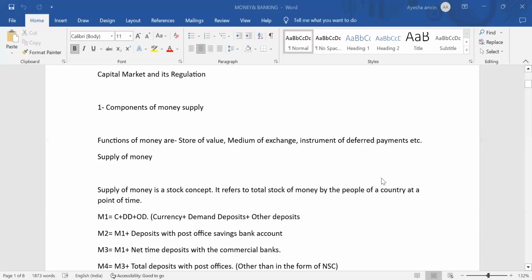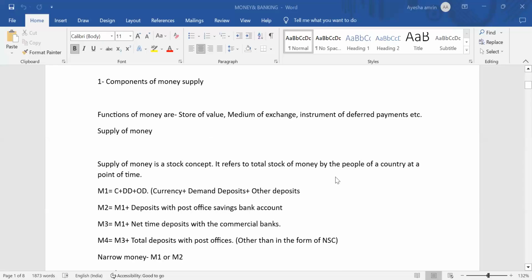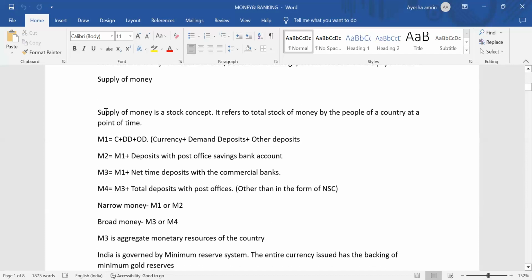Yes, you got the screen now? Yesterday we talked about functions of money, that is store of value, medium of exchange. We also saw the instrument of deferred payments and supply of money. Supply of money is a stock concept. A stock concept refers to the total stock of money held by the people of a country at a particular point of time.